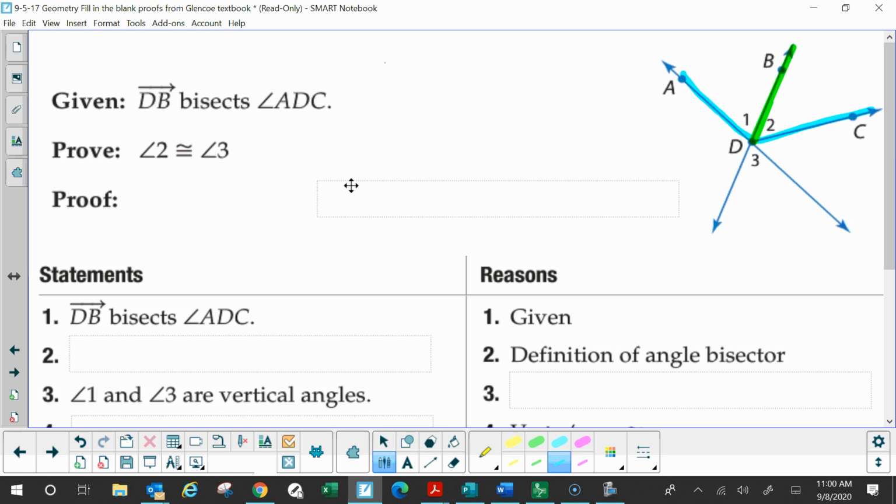What do you think the statement would be if the reason says definition of angle bisector? What does an angle bisector do? Cuts the angle in half. So what 2 angles would we have here? We have 1 and 2. If you wanted to name them, you could say ADB and BDC. But here, since they're labeled 1 and 2, you can just say angle 1 is congruent to angle 2.